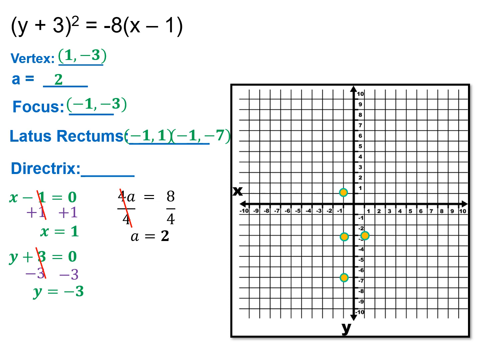Now for the directrix, it's going to be 2 units from the vertex going to the right, which is opposite to the focus. So it's going to be here at x equals 3. After that, we connect the vertex and the latus rectums to form the graph of the parabola. So here's the graph of this equation.